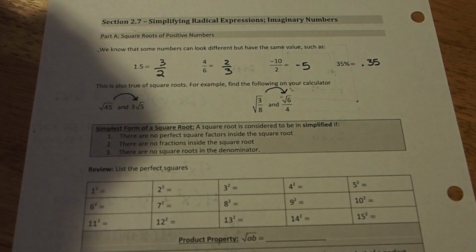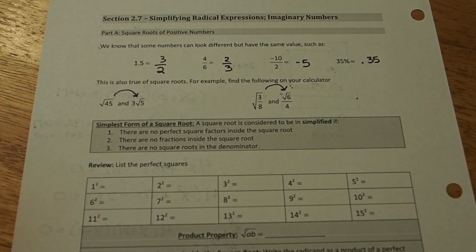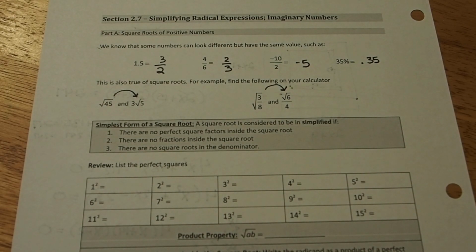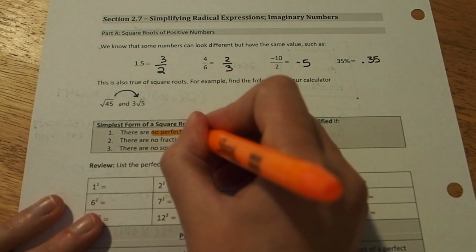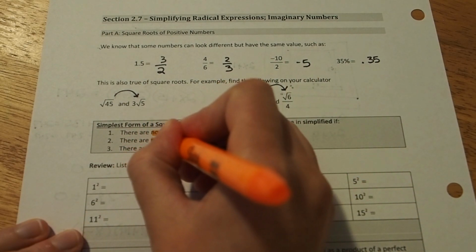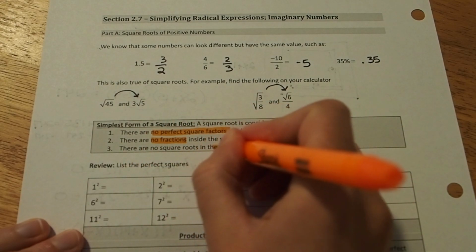Okay. Now, going to look at a few definitions here for what it would take to get a square root in the simplest form. The first is that there need to be no perfect square factors inside the square root. So no perfect square factors. The second is no fractions inside the square root. And the last one is no square roots in the denominator.